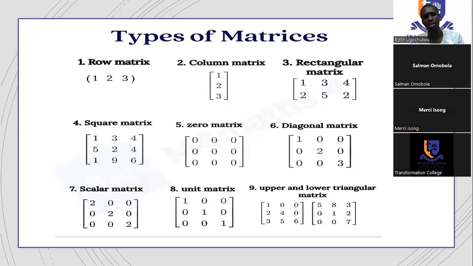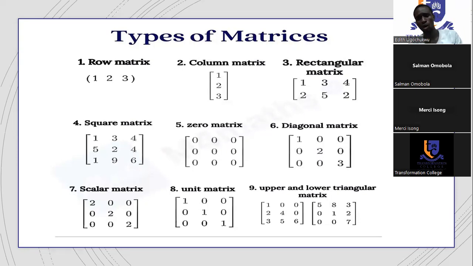And the next one, a unit matrix on its diagonal has 1 as the element. Has 1 as the element. I believe you are taking note of that. Has 1 as the element.